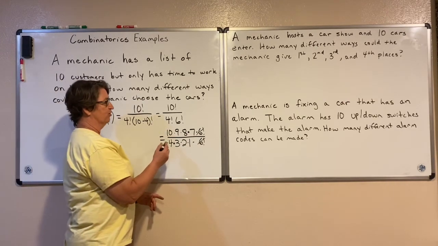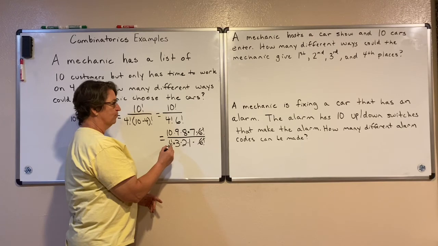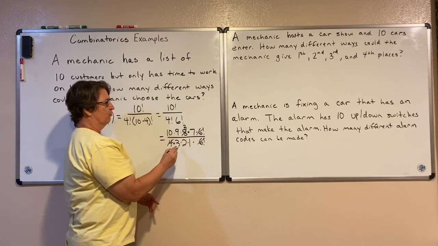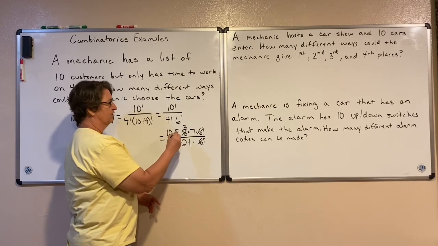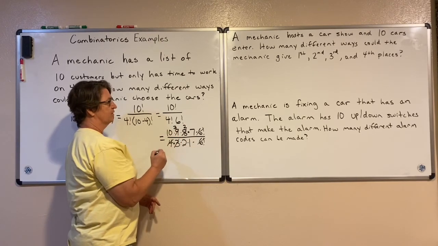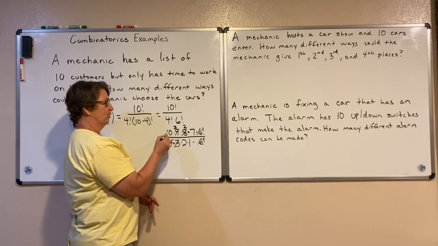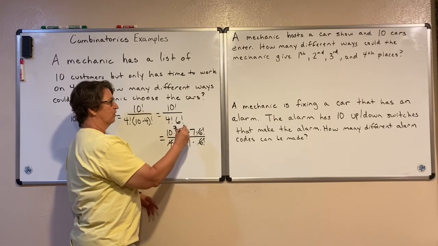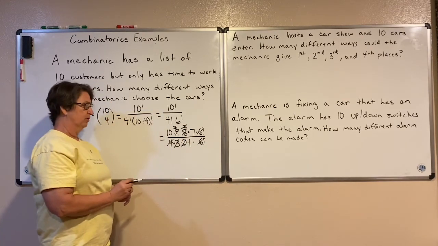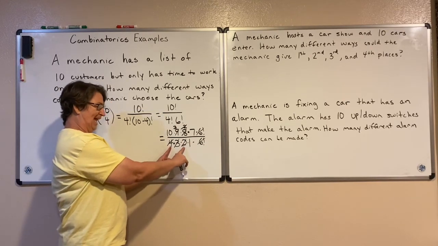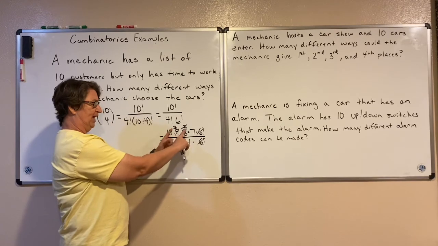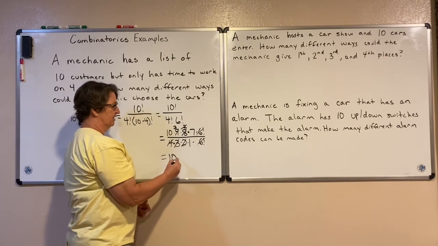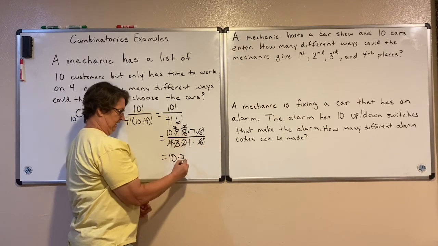Let's see if we can figure that out. So 4 goes into 8 2 times. 3 goes into 9 3 times. This 2 could go into the 10, or it could go into that 2, whichever one you like best. I'll do it into that 2. So notice that 4 times 2 made 8, so it just canceled out that 8. So then I'm left with 10 times 3 times 7.